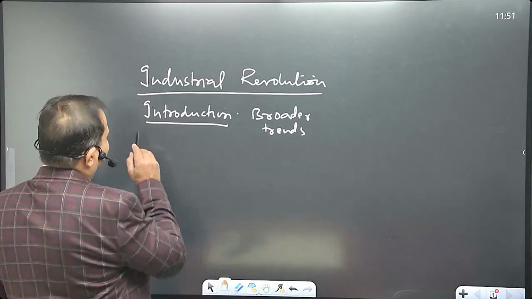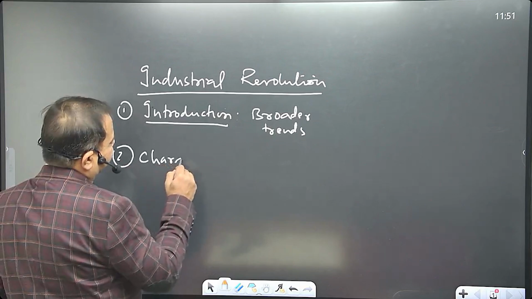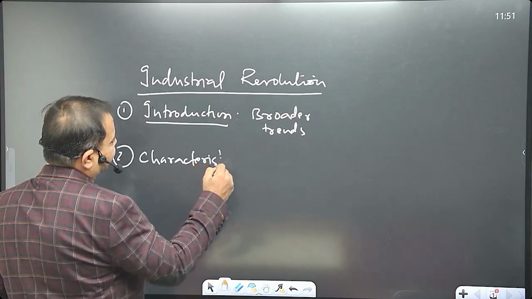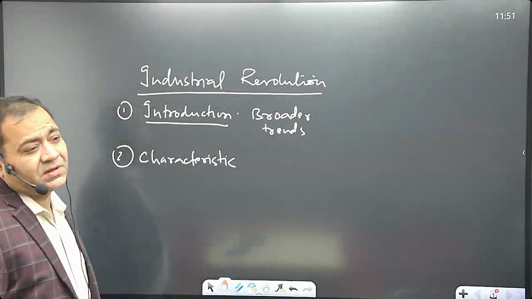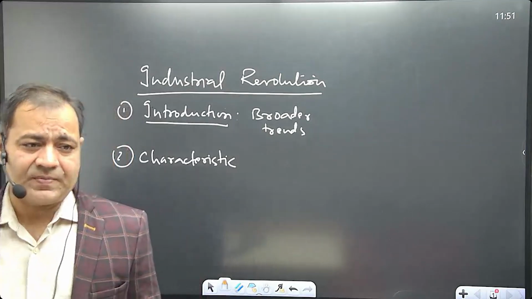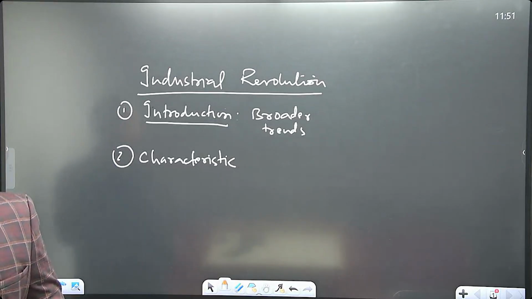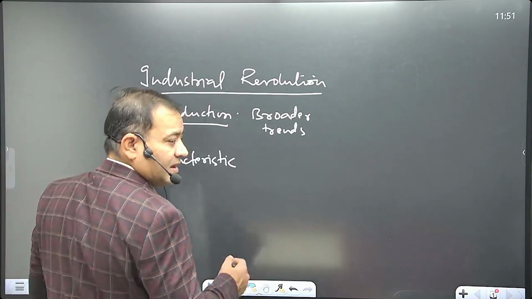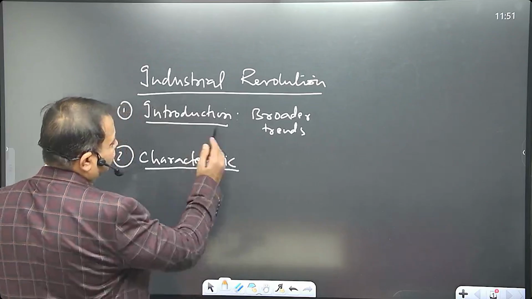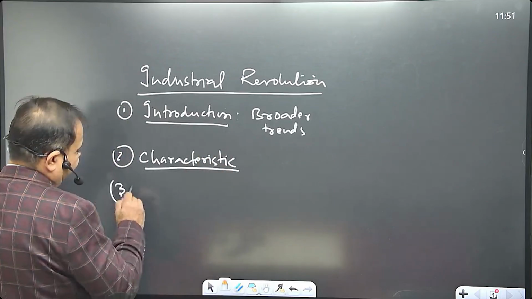Then we can take note of the second thing, that is characteristics. The way we talked about characteristics of the mercantilist phase, like joint stock companies, banking and financial institutions, expansion of overseas trade, merchant capital into manufacturing, putting out system. Do you remember that? Likewise, we can also take note of some characteristics of capitalism or the industrial revolution. Then we can also take note of the beginning.